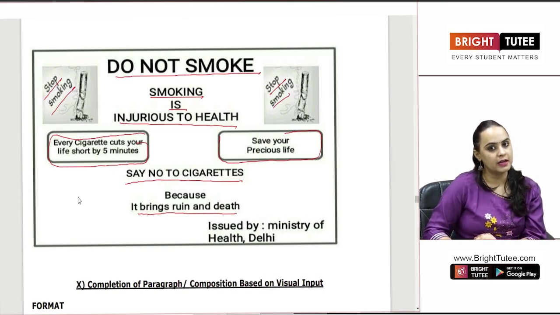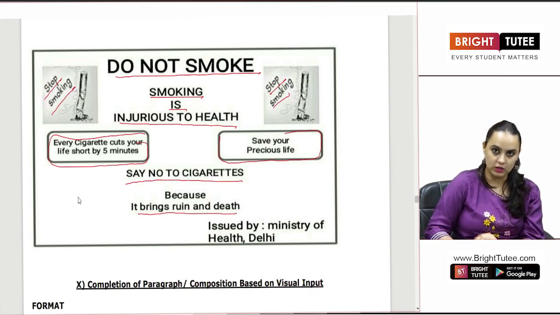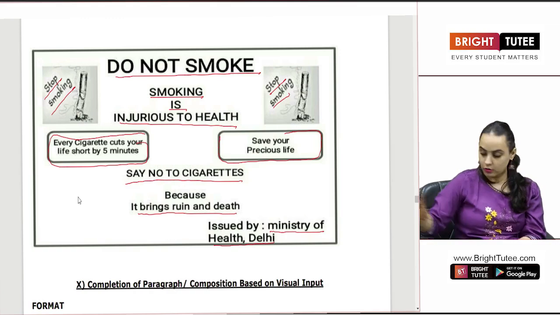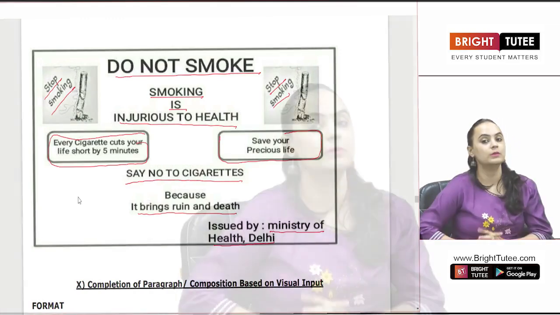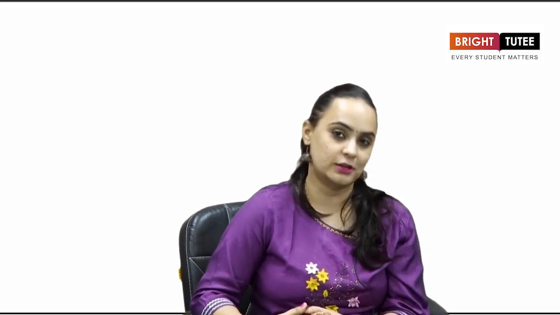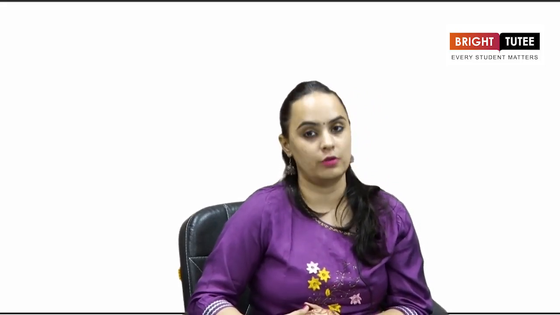And at the end, like I told you, it is important to write the name of the issuing authority or the organization, and this is issued by the Ministry of Health. So, you see dear students, this is how we make a poster. It is very simple, very easy to make a poster. You only need to be very smart with respect to the pencil that you use when sketching or drawing, and also the slogans and the verses that you use. And if you are good at it, I am sure it will be very scoring for you.